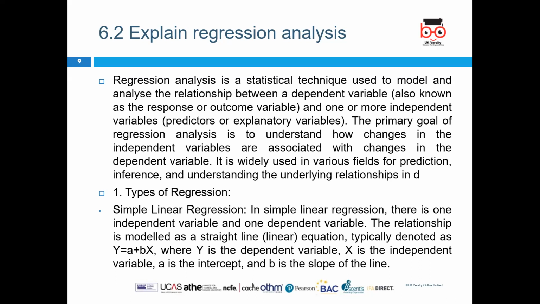Remember, whenever x changes, y will change, and the reverse is not true. So x is the independent variable, it can change whatever it wants, but changes in y are dependent on changes in x. And a is the intercept and b is the slope of the line. So this is the simple type of linear regression.